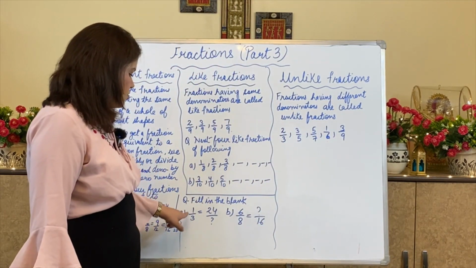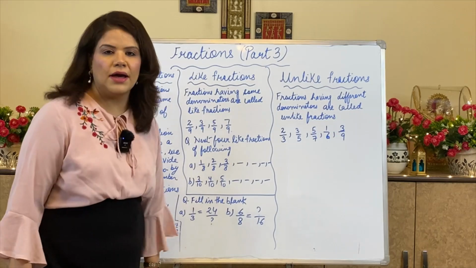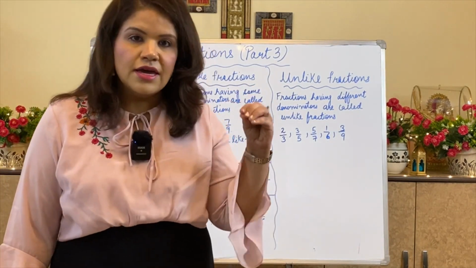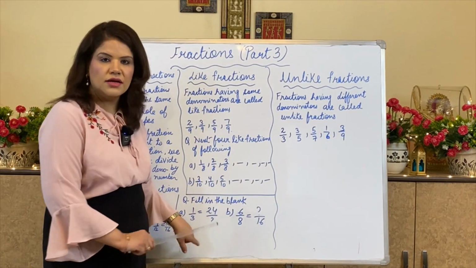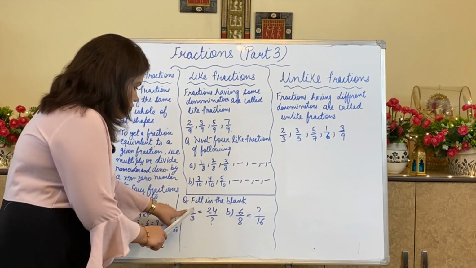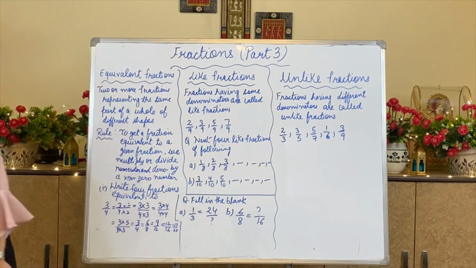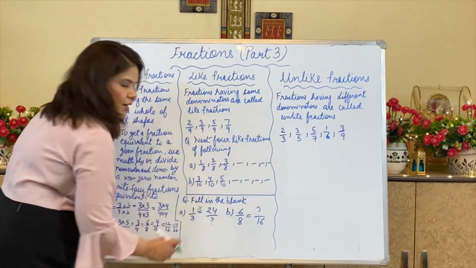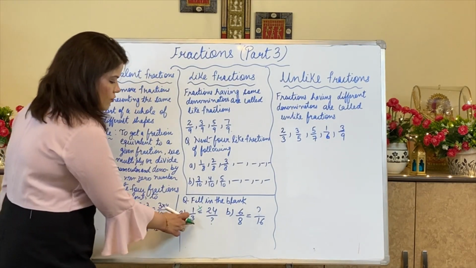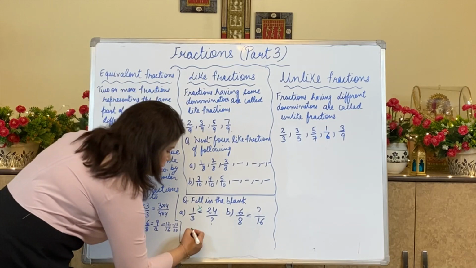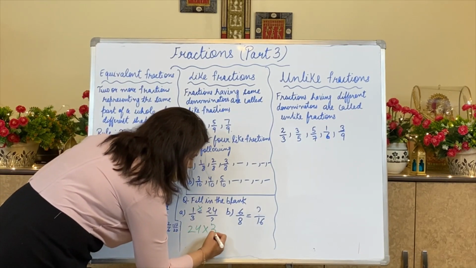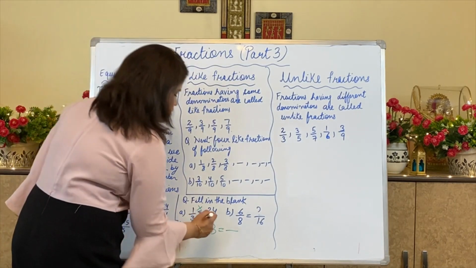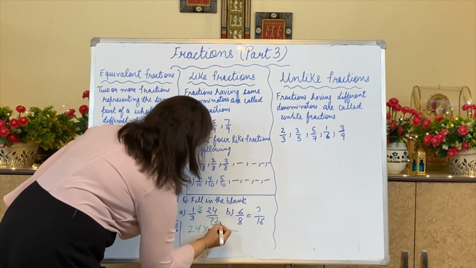Now if I take 1 by 3 is equal to 24 by question mark. That means these two fractions are equal. The equal sign means these two fractions are equal. From 1 to 24, how will I go? From 1 to 24, I go by multiplying the numerator by 24. The same thing I will do here. I will multiply 3 by 24 to get my answer. So what will be the answer? 3 4s are 12, 72.